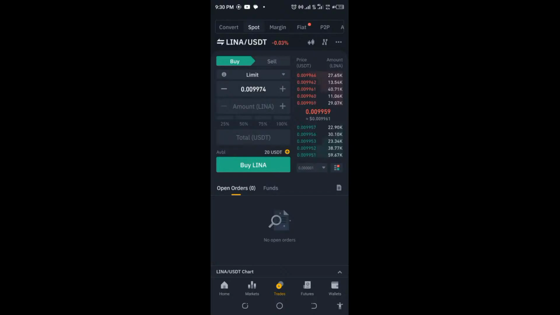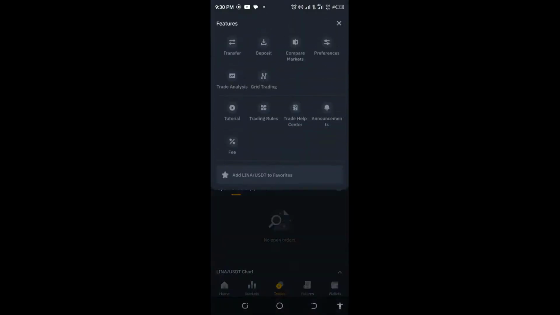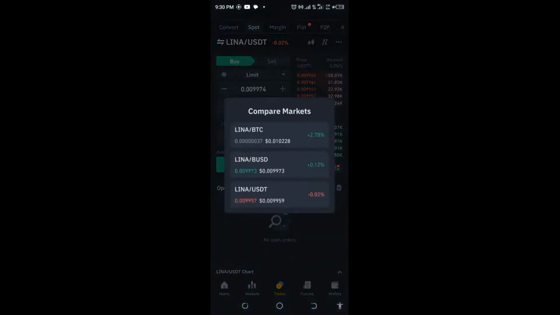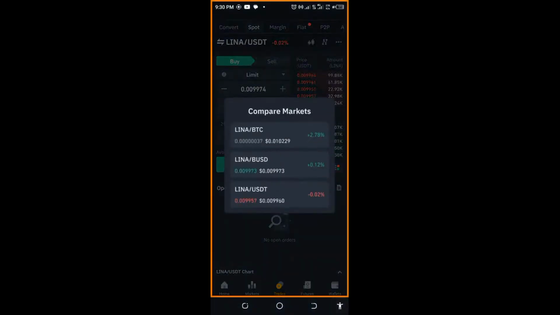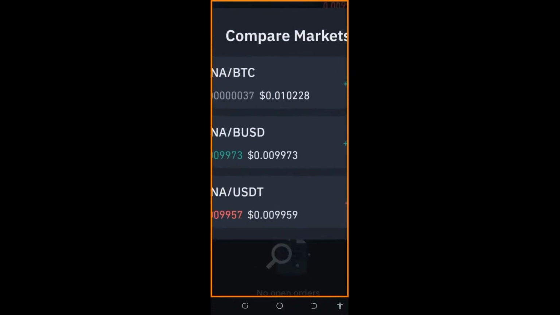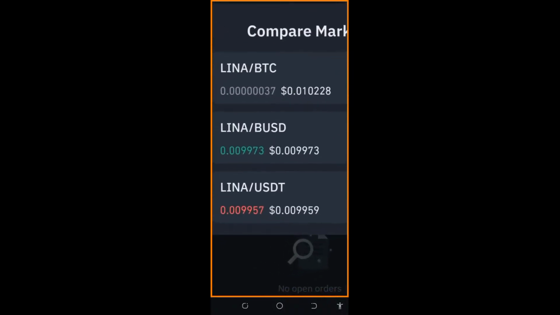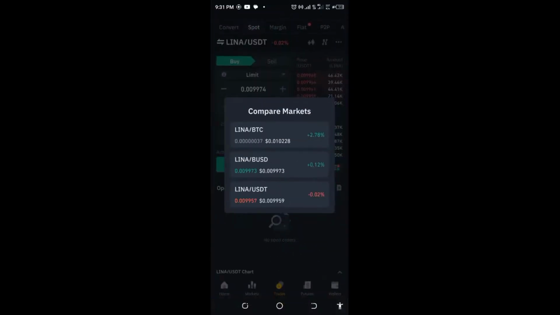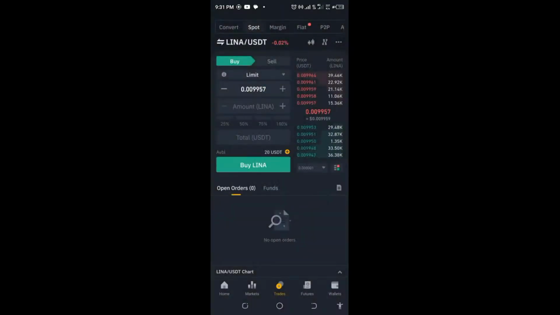So today, what do I have for you? I've got Lena USDT. So let's go over to check the compare markets. What do we have here? We're seeing that Lena USDT is 0.0099, while Lena BTC is 0.00102. Okay, let's go ahead and see with the simulations what we can get. All right, so we've got our usual $20, right? So let's do this, okay?